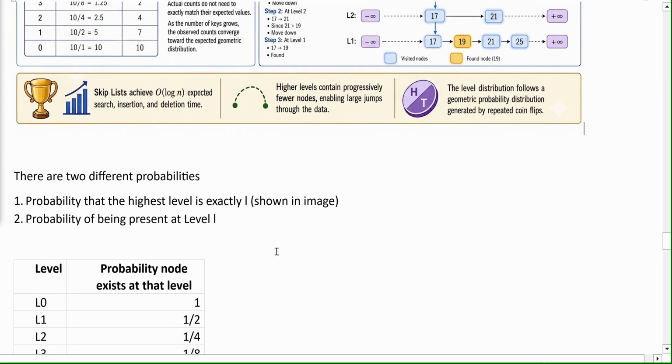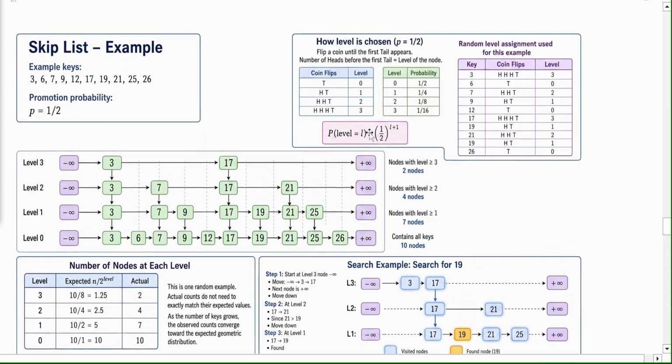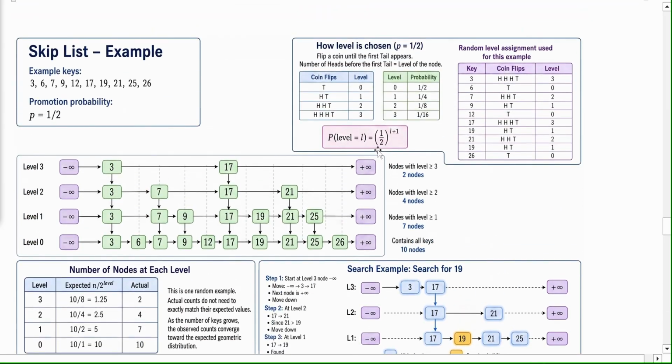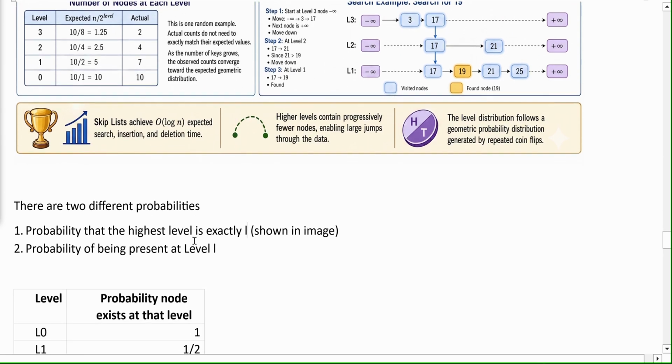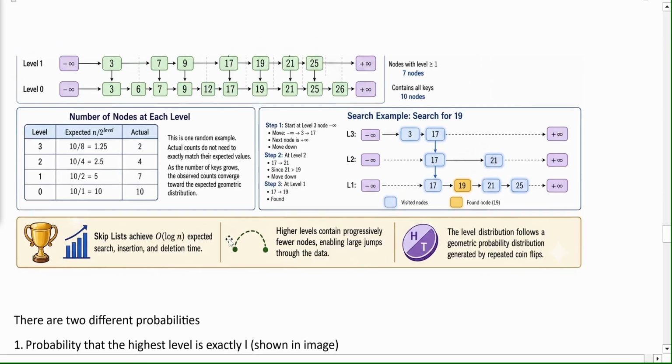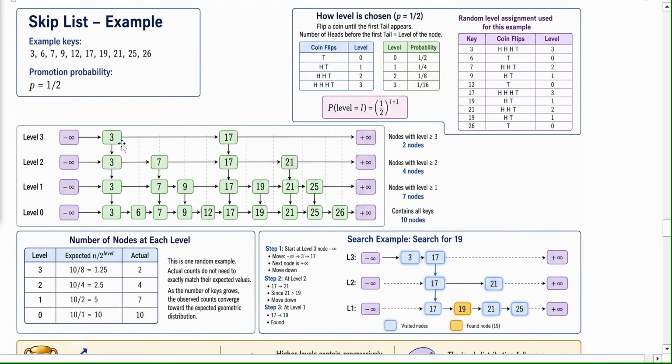Now actually there are 2 probability levels. The first one is the probability that the highest level is exactly L. See here, P of level equals L is 1 by 2 whole power of L plus 1. So what exactly is this probability? It is the probability that the highest level is exactly L. See, what is the highest level of 3? That is 3, right? So the probability that the highest level is 3 is nothing but 1 by 2 whole power of L plus 1.